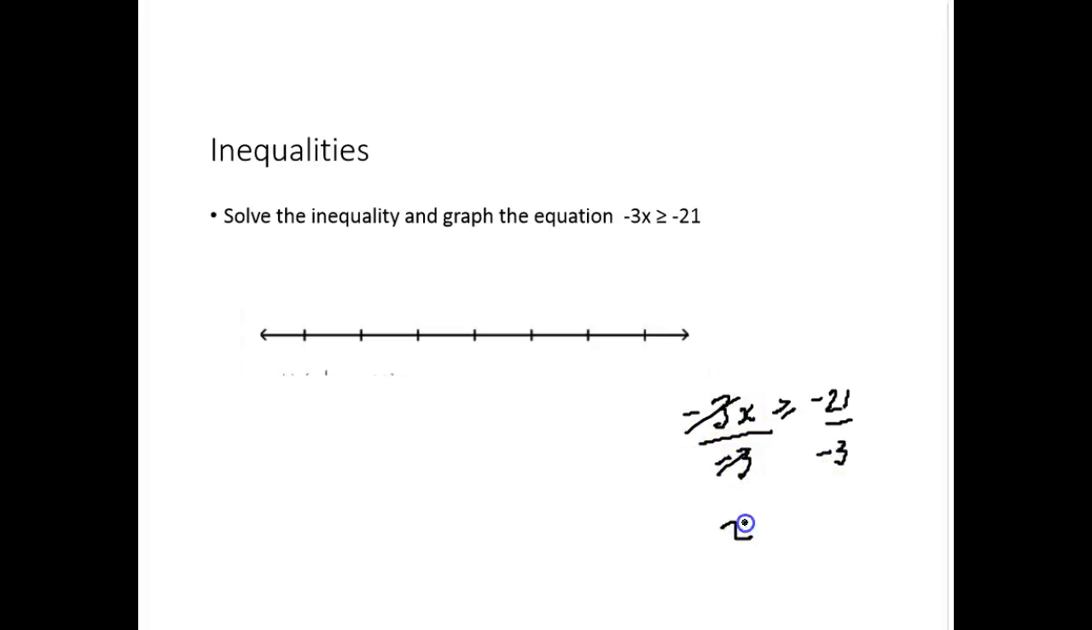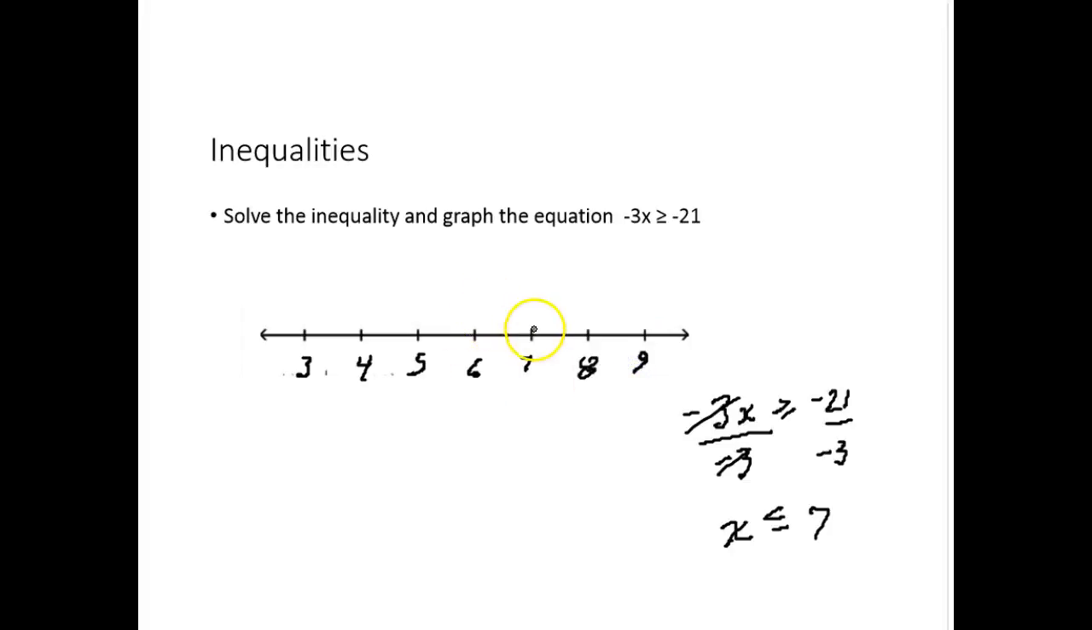I still have my x, but my greater than or equal to is now less than or equal to. I have to change the direction when I multiply or divide by a negative number. Negative 21 divided by negative 3, of course, is a positive 7. So my final answer is x is less than or equal to 7. Let's just pick some random numbers here: 3, 4, 5, 6, 7, 8, 9.